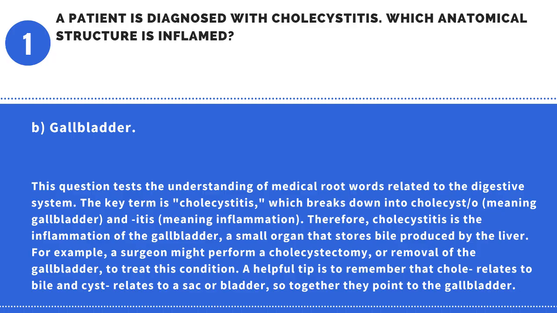For example, a surgeon might perform a cholecystectomy, or removal of the gallbladder, to treat this condition. A helpful tip is to remember that chole relates to bile and cyst relates to a sac or bladder, so together they point to the gallbladder.